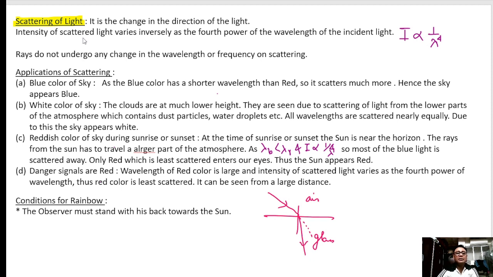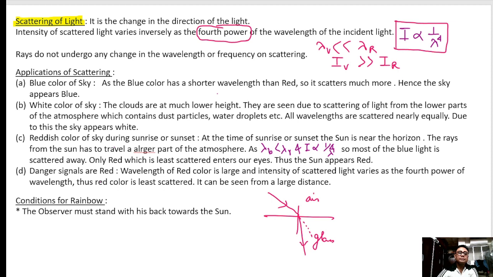The intensity of the scattered light varies inversely as the fourth power of the wavelength. Please see, due to scattering, the intensity depends on the wavelength in this way: inversely to the fourth power of the wavelength. So I can tell, since the wavelength of violet is much less than the wavelength of red, the intensity of scattering for violet is much greater than the intensity of scattering for red light.